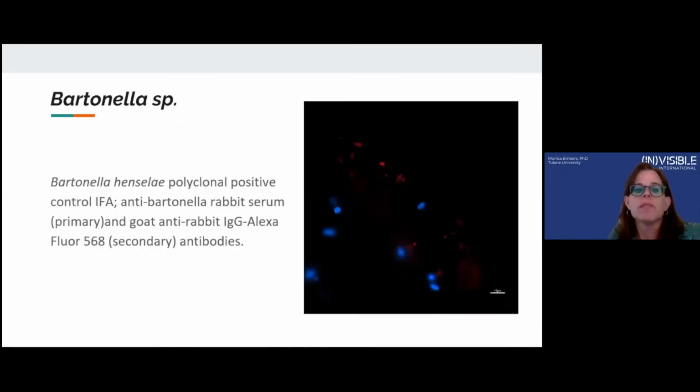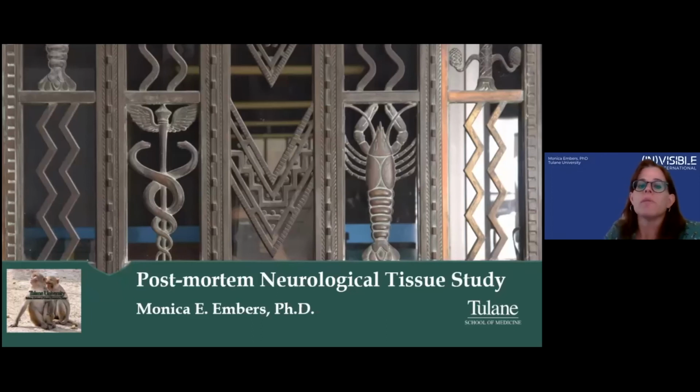So this is staining for Bartonella henselae using a polyclonal antibody, and the controls that were used did not show cross-reactivity to other pathogens. And so we began to study this in our laboratory. And next I'm going to present a case report.